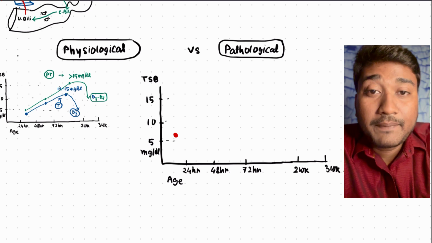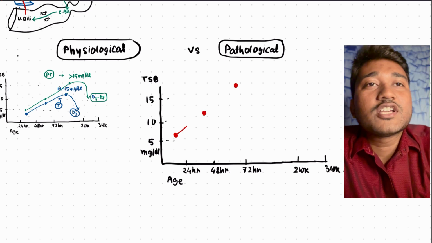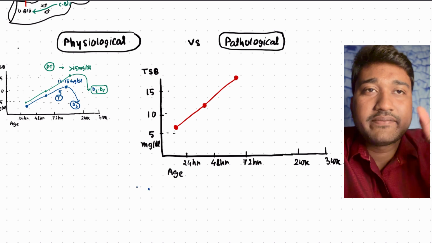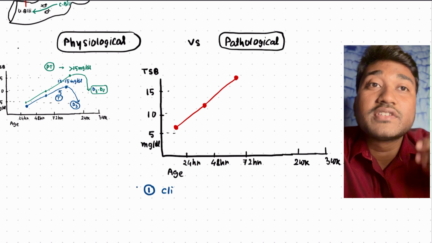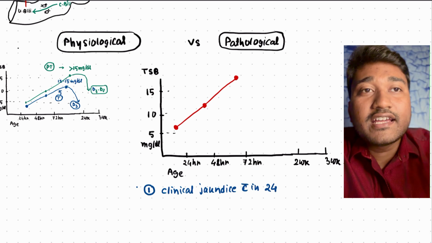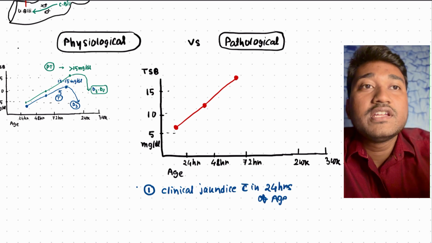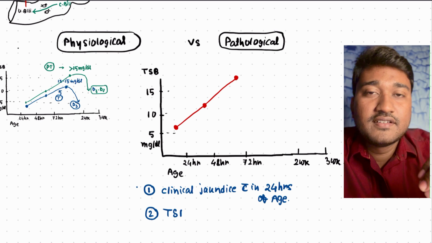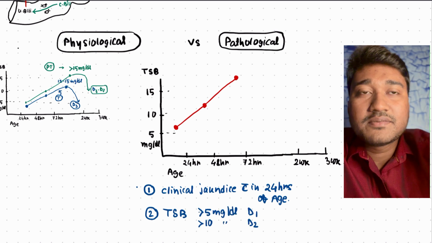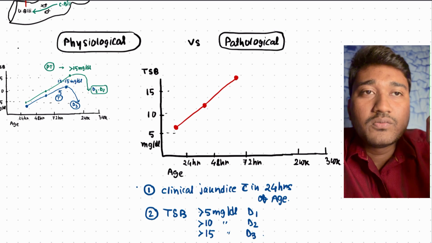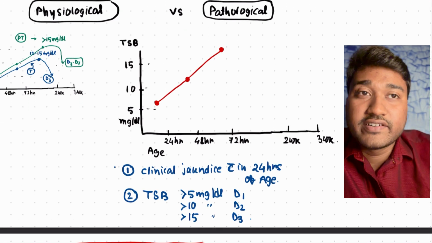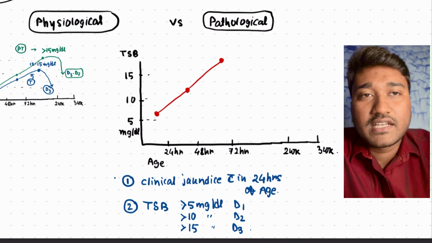Now let's talk about pathological jaundice. Pathological jaundice means jaundice which appears within 24 hours of life, and also is more than 5 mg per dL on day 1. So please write: clinical jaundice which is appreciable within 24 hours of age is always called pathological jaundice, number 1. Number 2, the TSB value on day 1 more than 5, on day 2 more than 10, on day 3 more than 15. That is, it is increasing by more than 5 per day. So this is pathological. Okay.